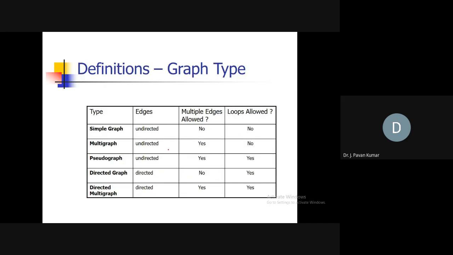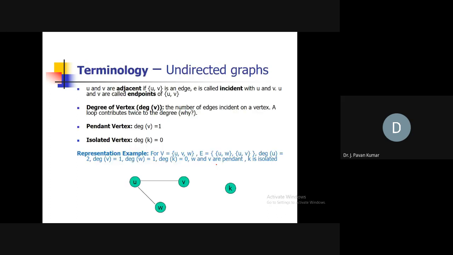Okay. Next, this is the consolidated table that you can go through. Like undirected graphs, we have these. Next, directed graphs: these two classifications show whether multiple edges are allowed or not, and whether loops are allowed or not, as depicted here. Next, coming to the terminology, u and v are said to be adjacent if there is an edge between u and v.